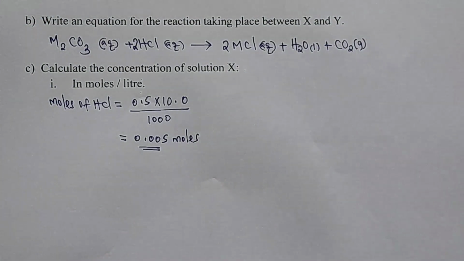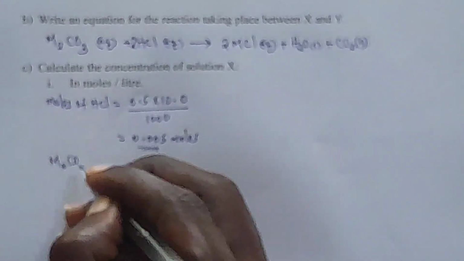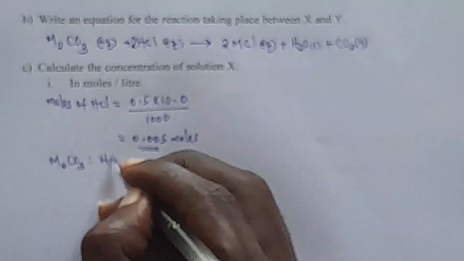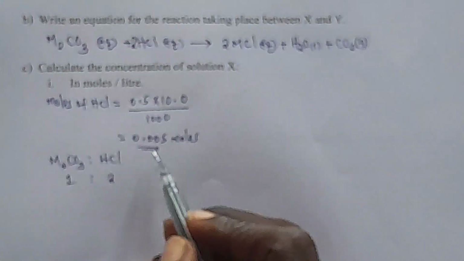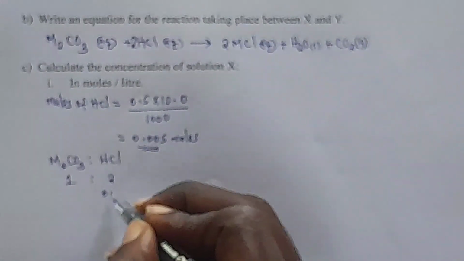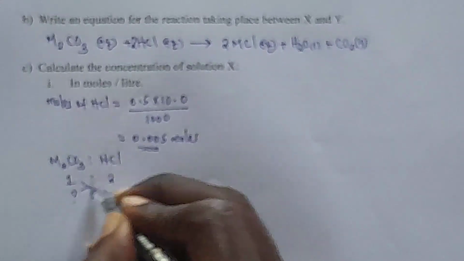Next step, we take the mole ratio from this reaction. The mole ratio between M2CO3 and hydrochloric acid is 1:2. And we have got the number of moles of hydrochloric acid as 0.005. So that means we can get the number of moles of M2CO3.